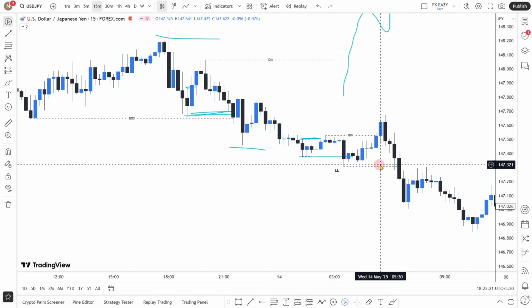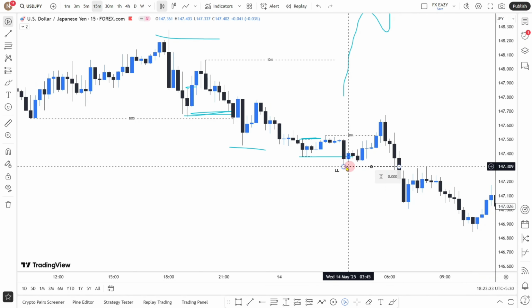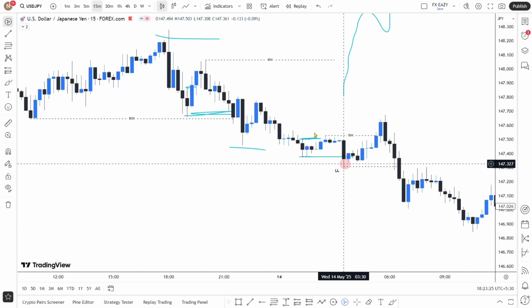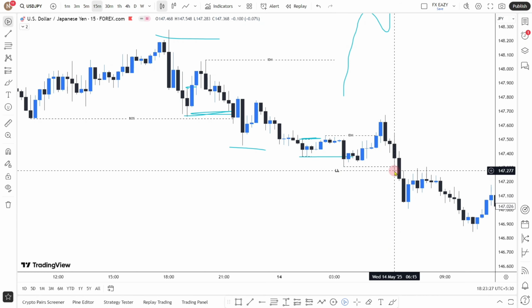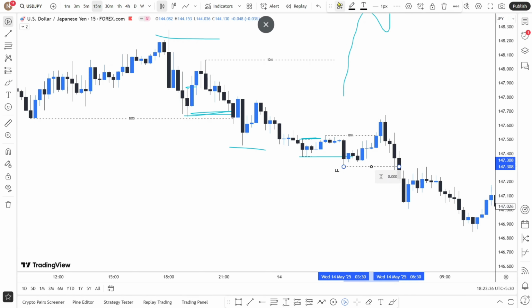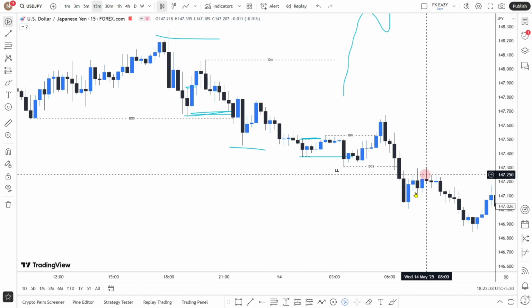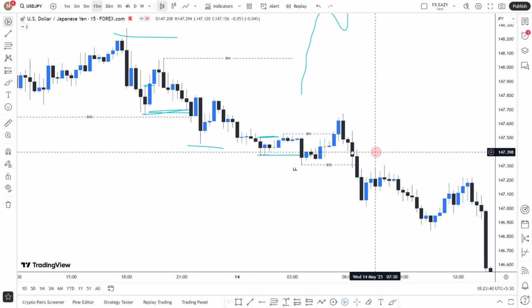This candle has swept the lower point of this move, but our BOS would only be confirmed when it gives the closing below the wick candle, the candle which formed the wick. So this one is our BOS when it has closed here.